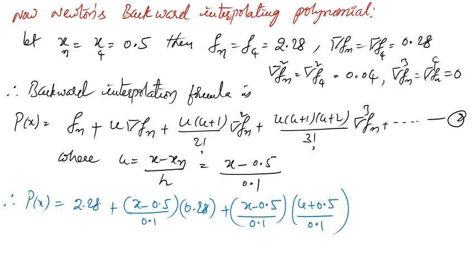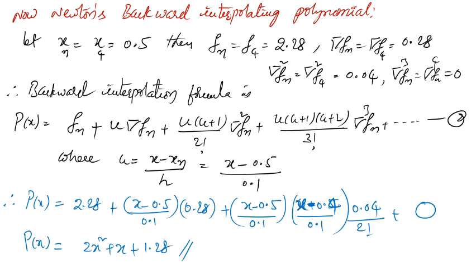U plus 1, that is x minus 0.4, you will get x minus 0.4, and this is delta square. What is delta square? 0.04 by factorial 2, and the remaining terms are zeros. After simplifying, we are getting the polynomial as 2x square plus x plus 1.28, the same polynomial as forward interpolation. So the interpolating polynomial is always unique.